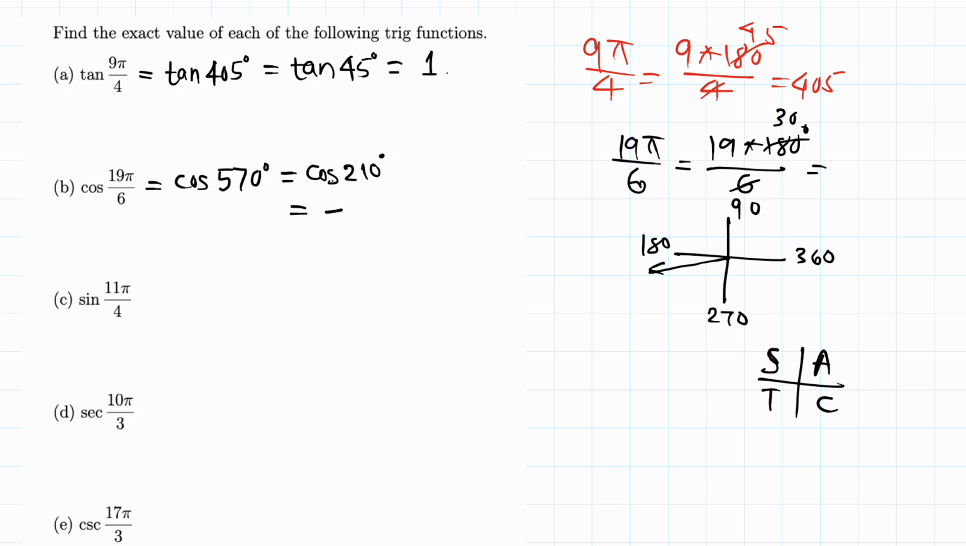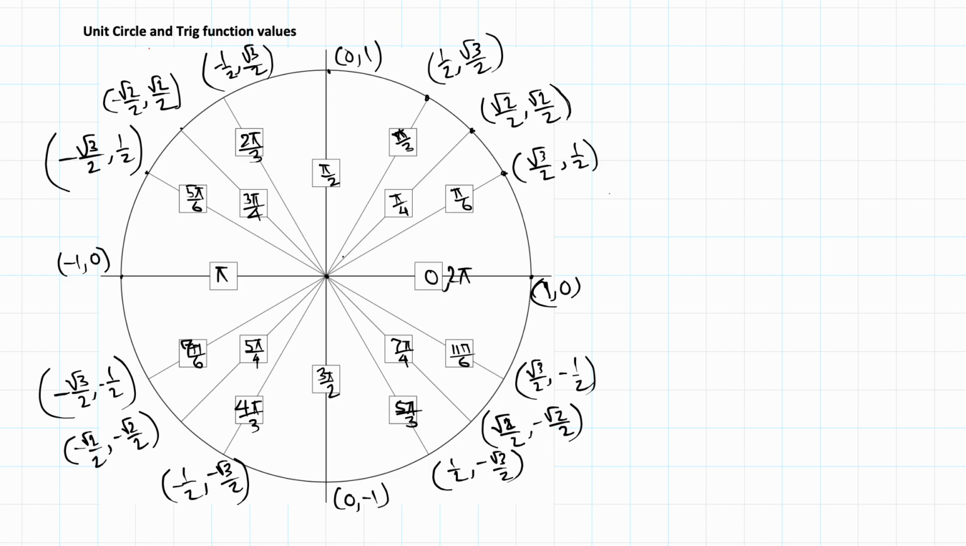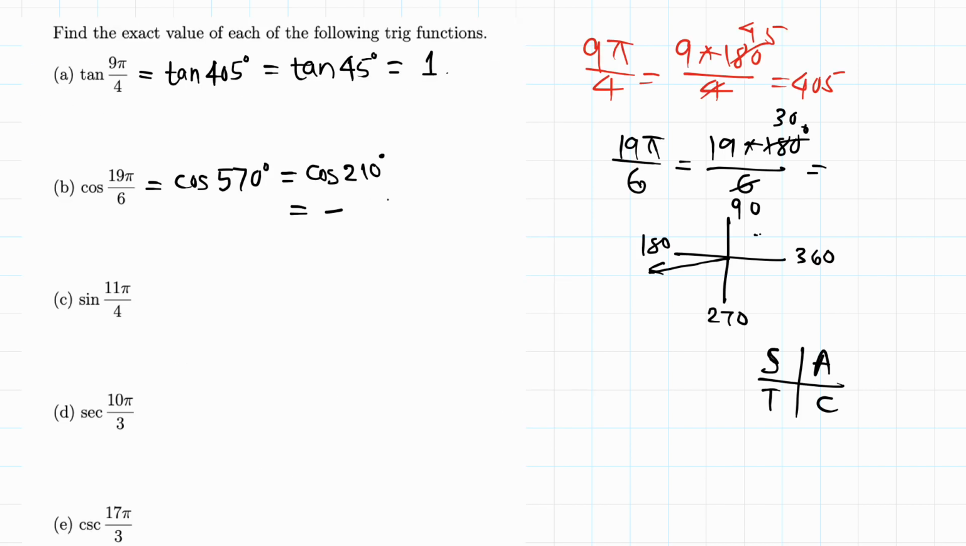Now we can always go back to the reference angle for 210. Reference angle means an angle related to it in the first quadrant. Or if you have filled in the unit circle, then you can just find the value of cosine 210. We have done this in a previous video, by the way. 210 is here, 7 pi over 6. And cosine is simply the x coordinate, negative root 3 over 2. So this is negative root 3 over 2.